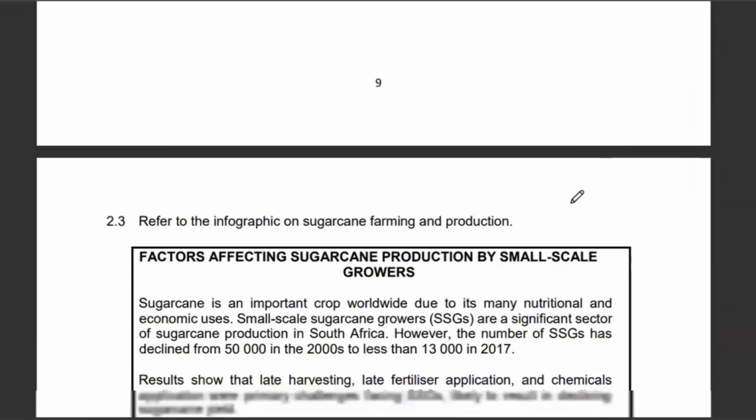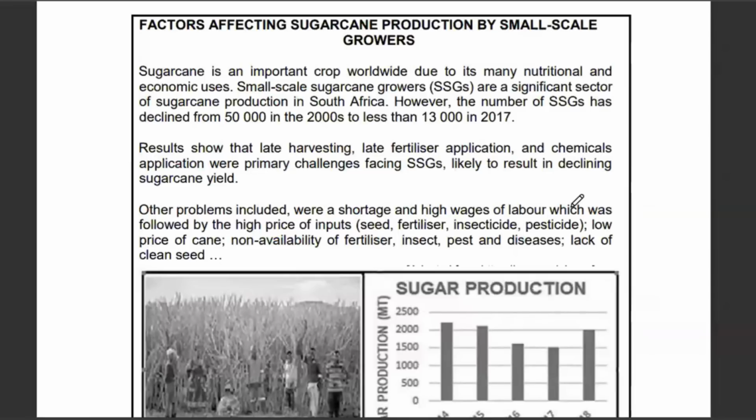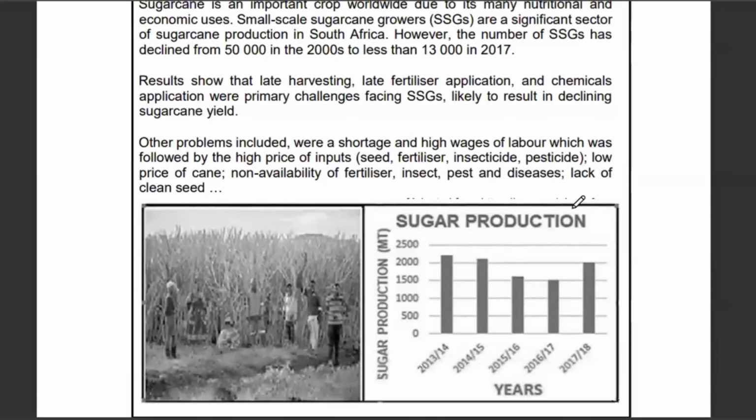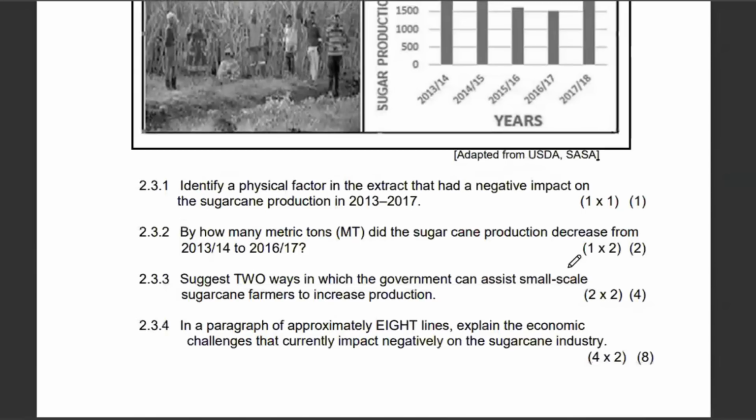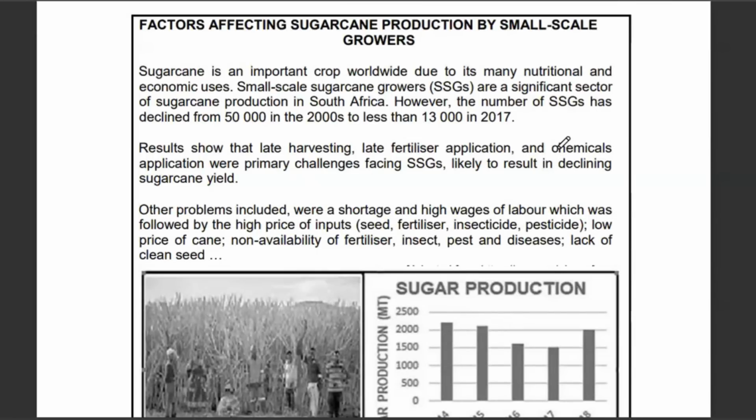We move on to number 2.3. Factors affecting sugarcane production by small-scale growers. We are not going to go through the extract. We are going to do the questions. Right, identify a physical factor in the extract that had a negative impact on the sugarcane production in 2013 to 2017. We want a physical factor. A physical factor is a natural factor. So if we go to our extract, we want to try to identify natural factors which have impacted on the production of sugarcane.